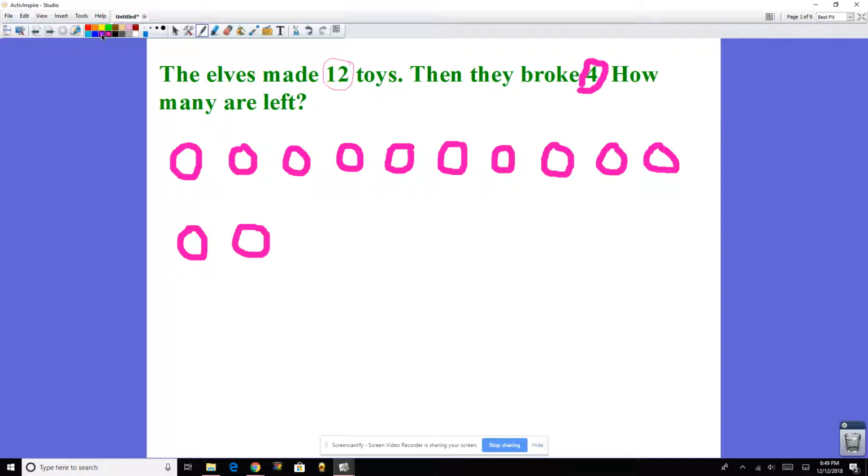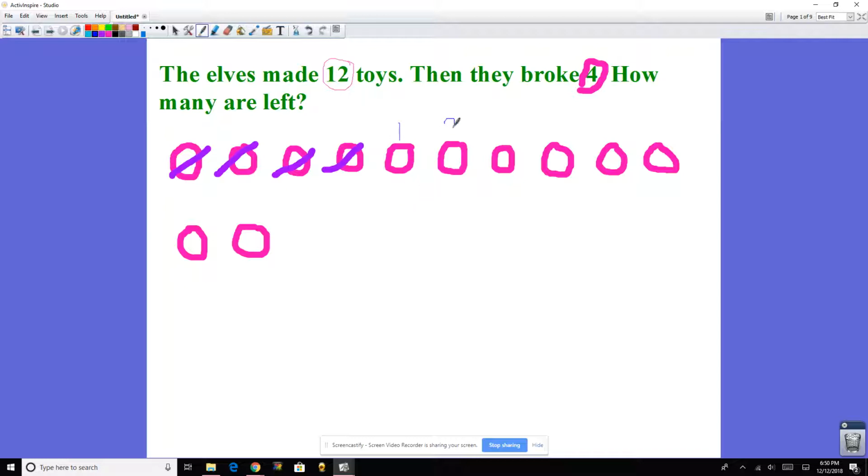That 4 means we need to take away 4 of these toys because they are broken. So let's put a line through 4 toys. 1, 2, 3, 4. That means we don't have these toys anymore. They are gone. Now we need to count how many are left. So any toy that does not have a line through it, let's count and then let's write them.